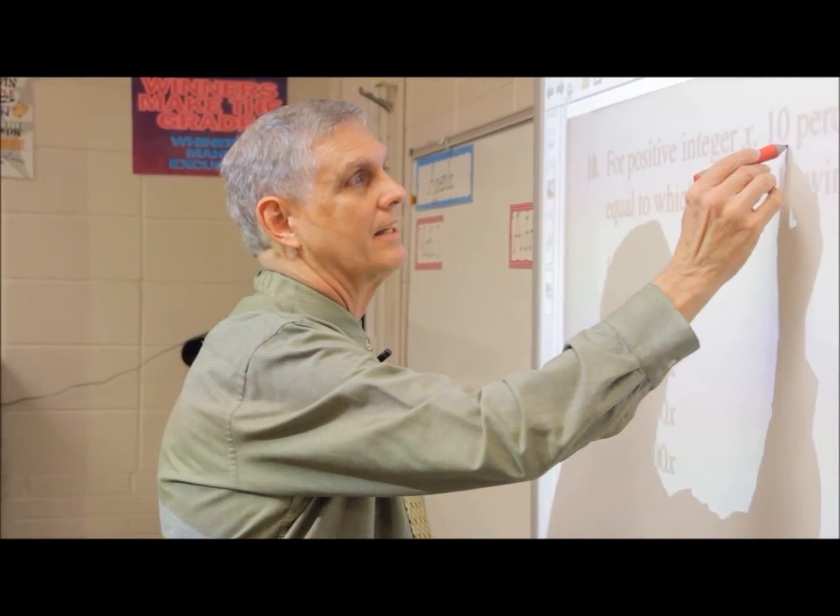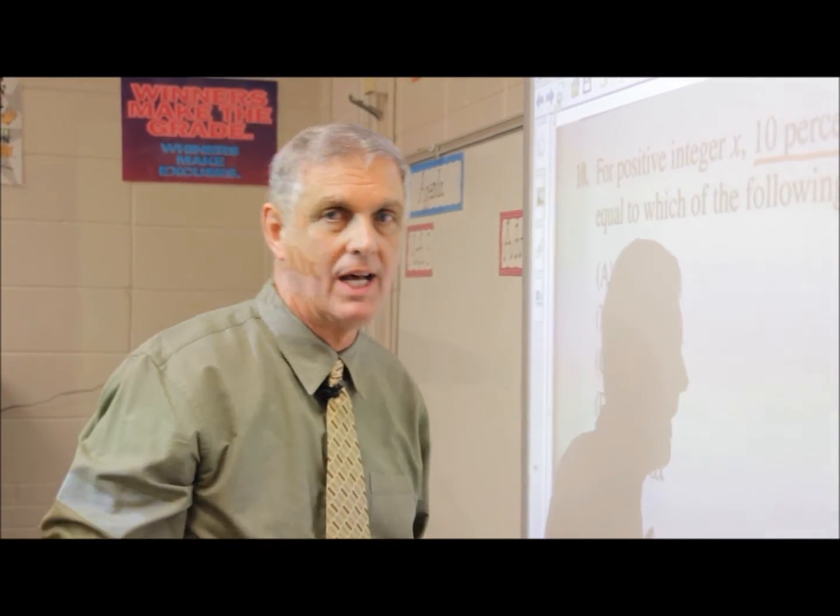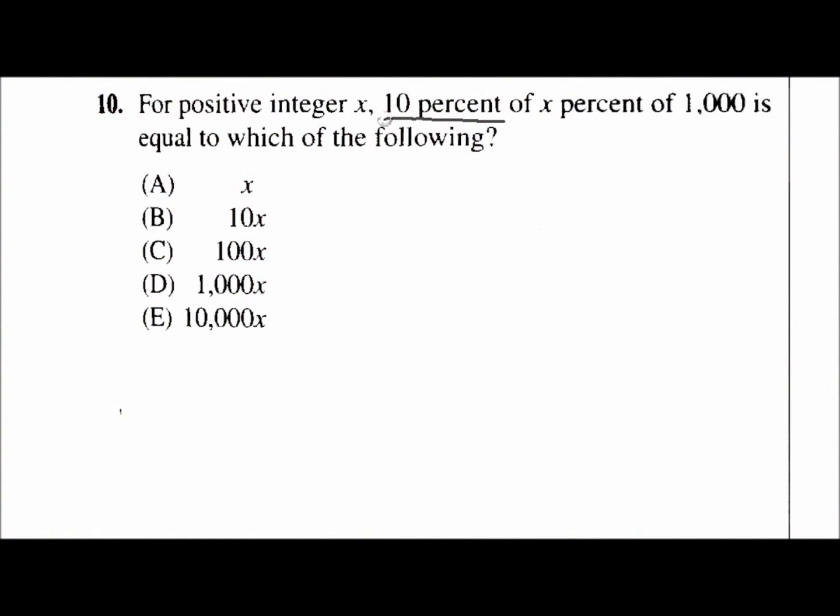Let's break down this part of it first, 10%. Well, how do you write 10%? Let's write it as a fraction. You can write it several ways, but it's probably going to be easier to deal with it as a fraction. That's 10 hundredths, right? And then we want to take that 10 hundredths times x percent. Well, what's x percent? Well, x percent is x over 100. Okay, so we got this part now. And now we're taking that percent times 1,000.